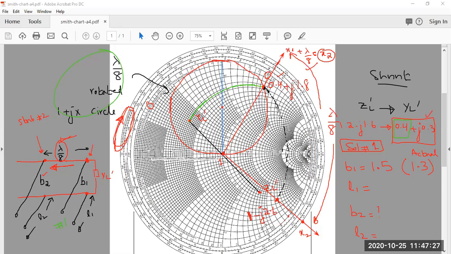So what should happen? I should have plus j 2.6 so that this cancels out and this point moves to the center. So now this gives me an idea that B2, how much stub number 2 should provide so that the circuit becomes matched. It has to provide plus 2.6. Again, let me write down the actual value as well so that when you practice it, you should have the idea. This actual value is 3.3, okay?